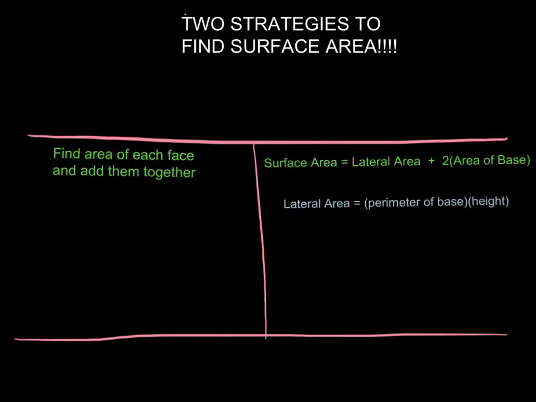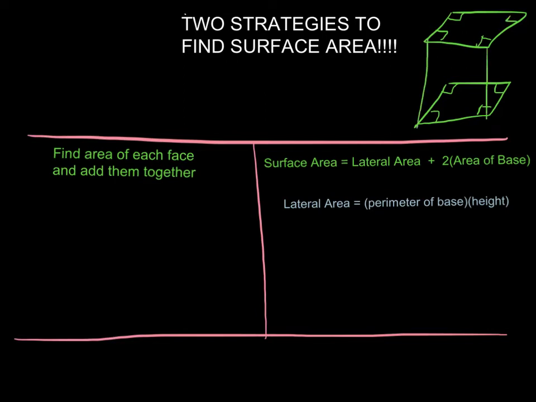Now there are 2 strategies for finding the surface area. We're going to start off by drawing a rectangular prism. So I'm going to draw that rectangular prism here. So here's this, this is a rectangle. I'm just looking at it kind of from the side. These are rectangles. Those are my bases. And then I'm going to connect corner to corner to corner to corner. So that's my rectangular prism.